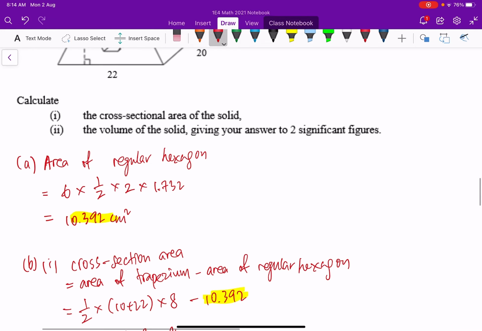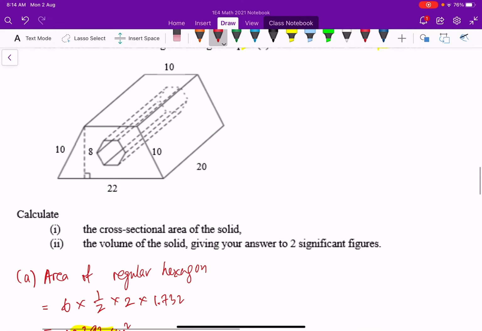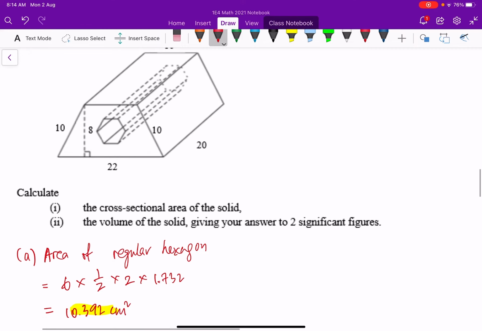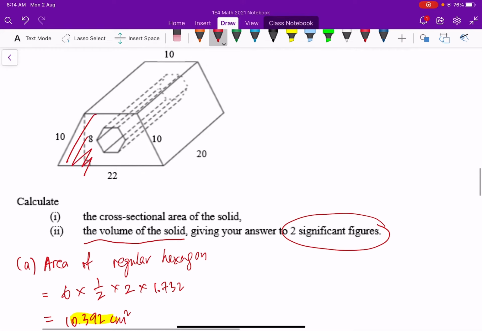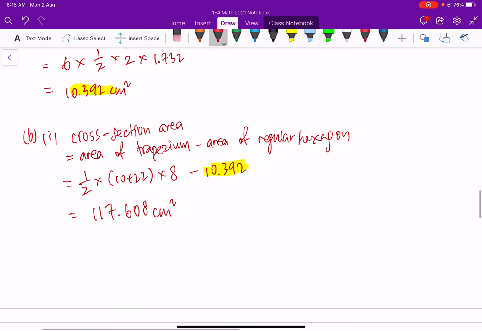Okay, last part. Looks complicated, this whole question. But then again, you check and you see carefully. The volume of the solid giving your answer to two significant figures. You have already found a cross-section area. If you want to find volume, what do you do? Just multiply by the height. Okay, so volume of solid will be equal to 117.608 multiplied by 20.